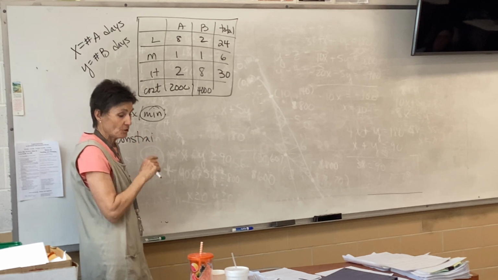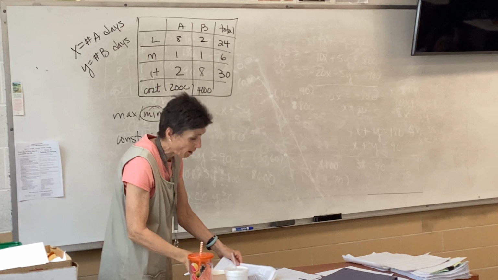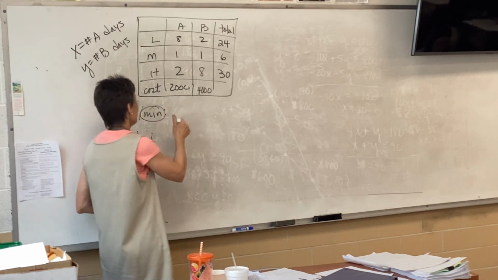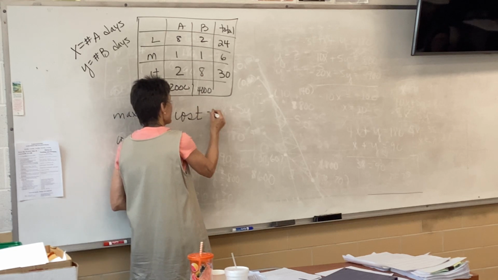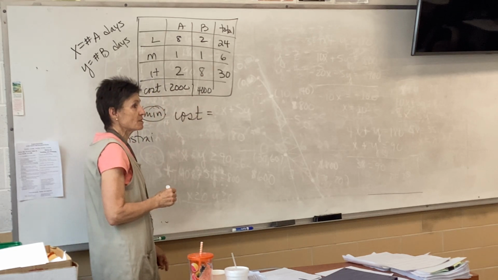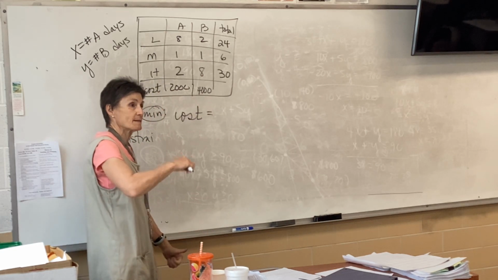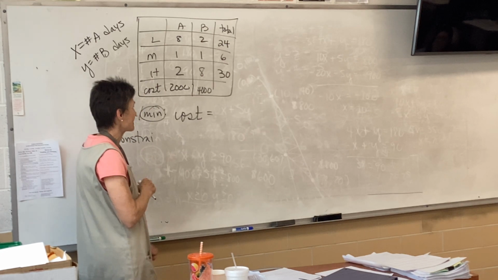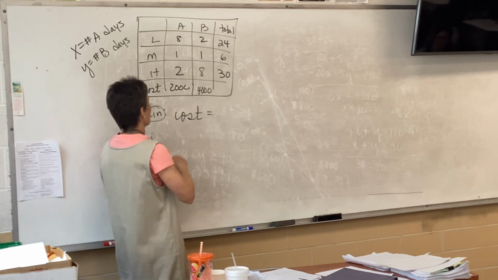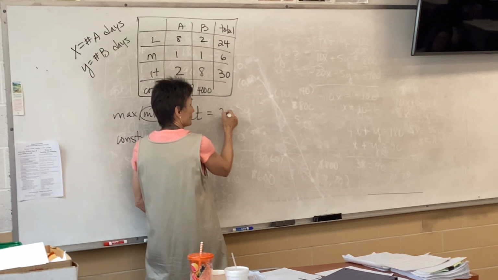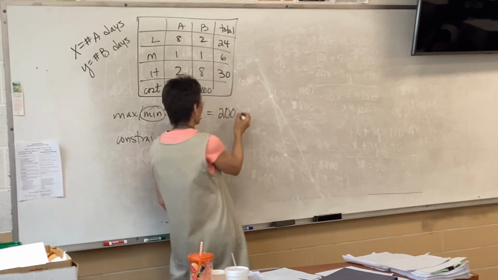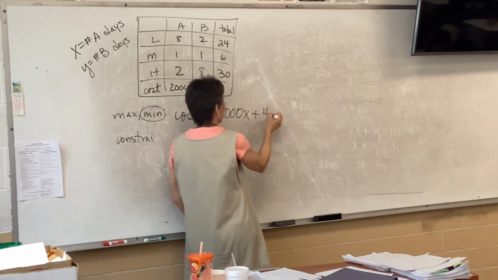Now, what are we trying to do? Is this another minimize problem, or do we want to maximize this time? Minimize again, and we're minimizing cost. Normally in these problems, we're minimizing cost and maximizing profit. That's what the setup is. All right, so what's our cost gonna be? 2,000x plus 4,000y.